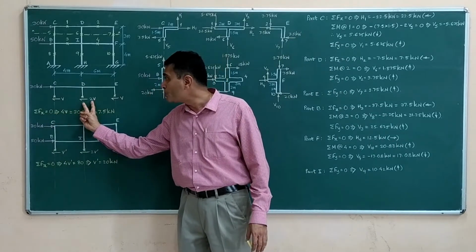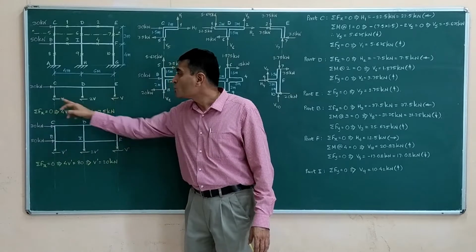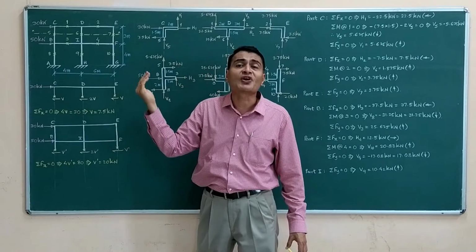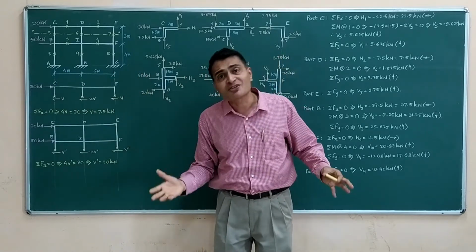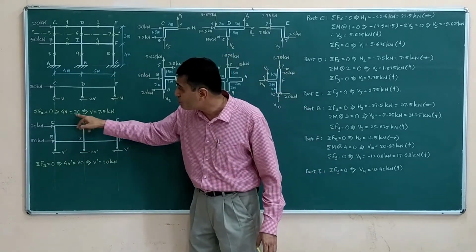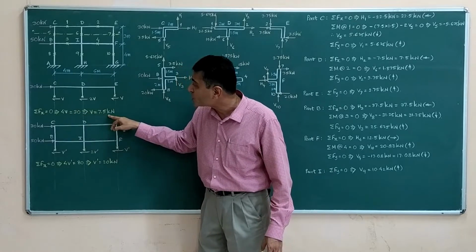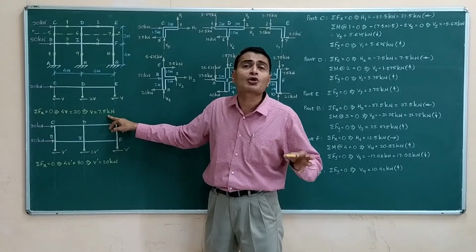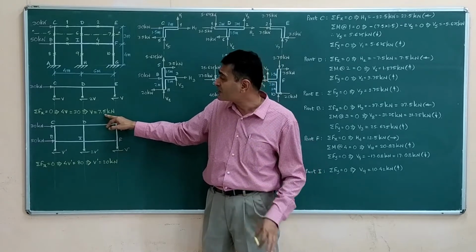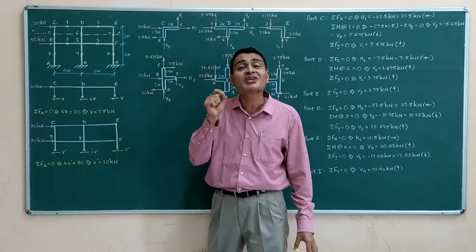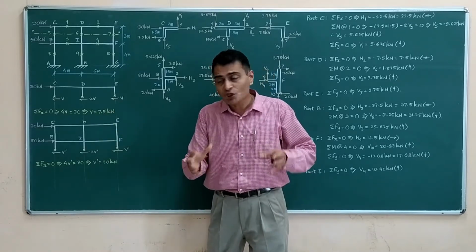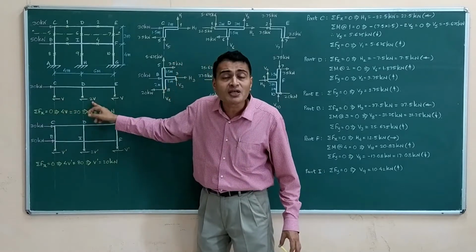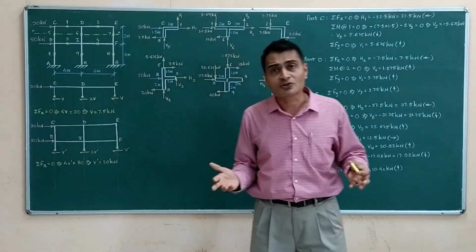Now since this is 2V, this is V and V, so totally leftwards force is 4V, rightwards force is 30 kilonewtons. Sigma Fx equal to 0 gives me 4V equal to 30. That is my shear force at points of inflection or points of contraflexure 5, 6, 7 are 7.5 kilonewtons each. Now when I say each, I mean V is 7.5 kilonewtons. 2 times V is obviously 15 kilonewtons.